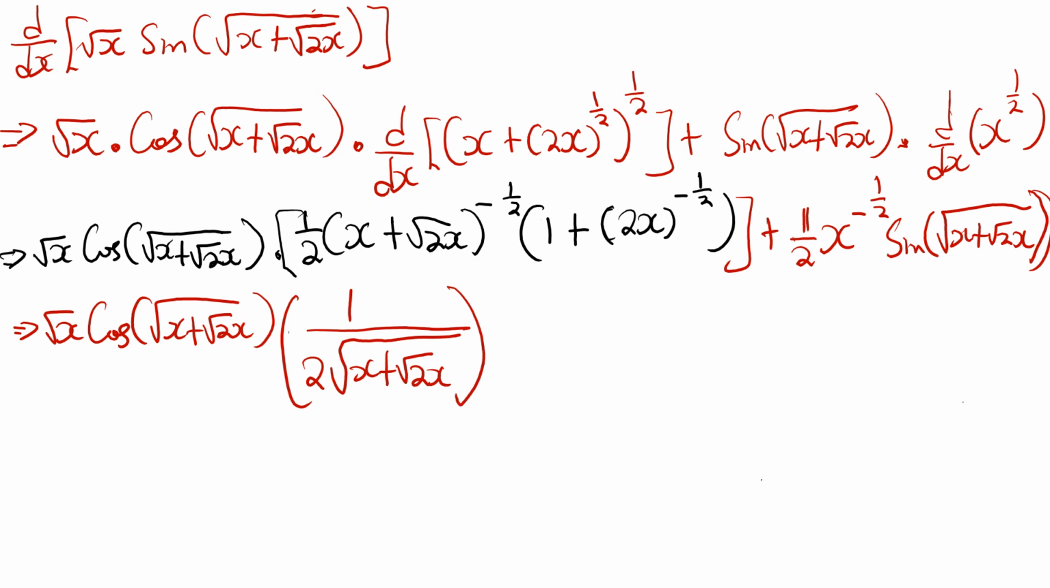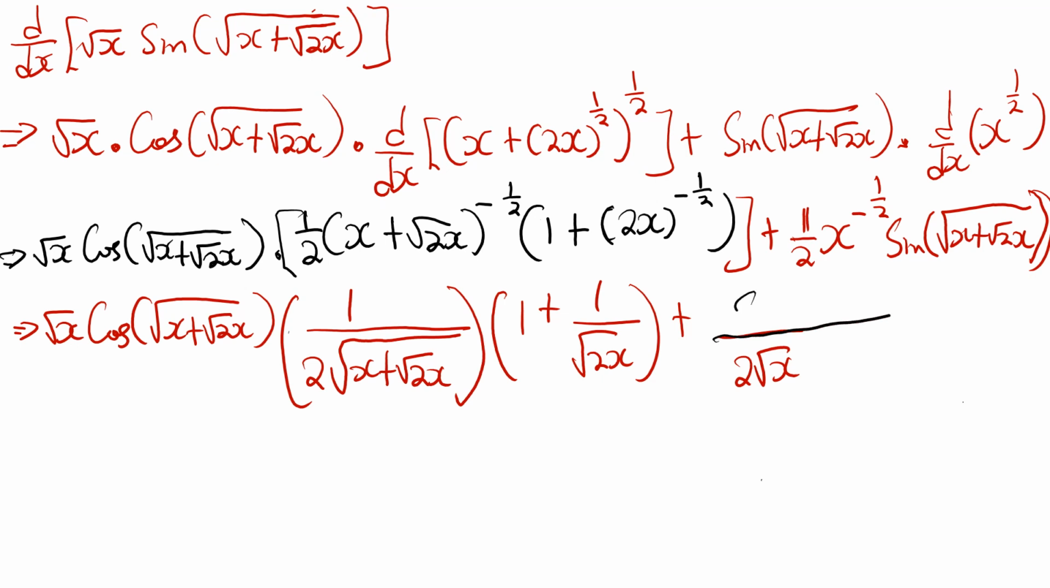Then we are going to have 1 plus 1 over root of 2x plus, here we are going to have 1 over 2 root of x multiplied by sine of, or I can write sine here on our numerator. So it is sine of square root of x plus square root of 2x.